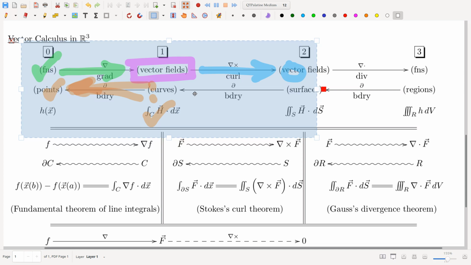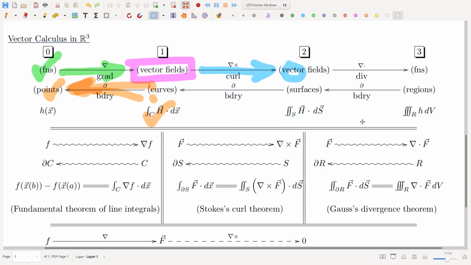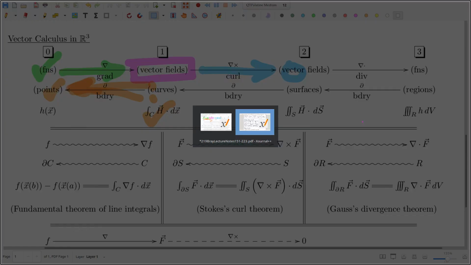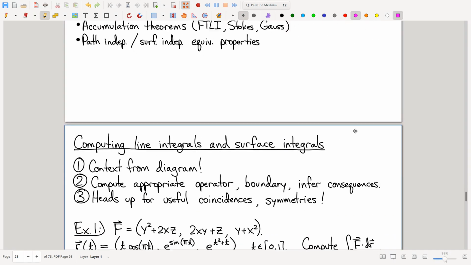Everybody good? All right. Okay, so let's see here. Back to the notes here now.